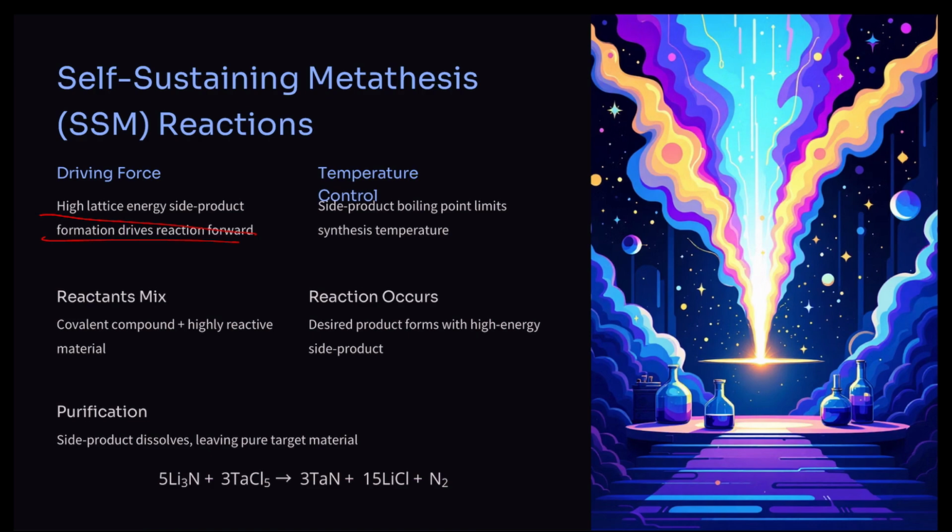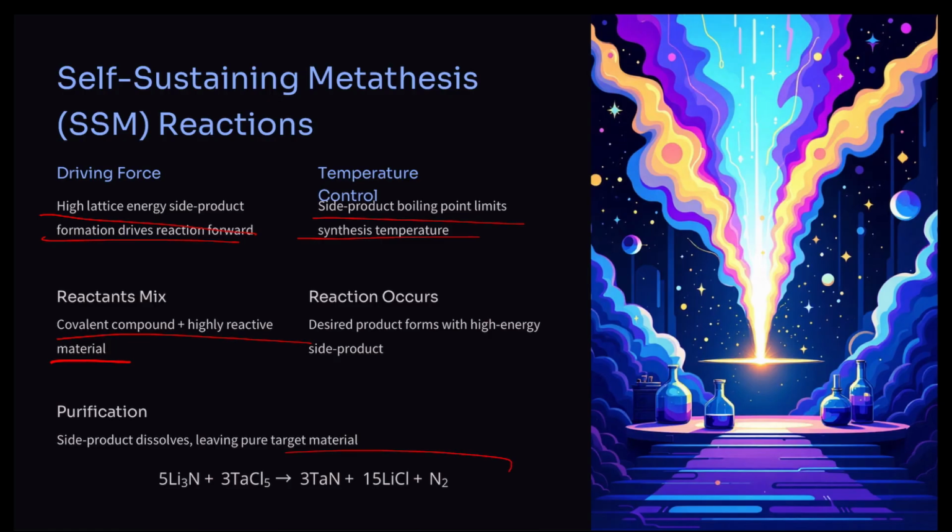The limiting factor is the boiling point of our side product, because as our side product starts to degrade, so does our rate of reaction start to deplete. So we basically just mix our reactant compounds, which are very highly reactive. They start to react, and we form our side product. The lattice energy of the side product is what facilitates this reaction.